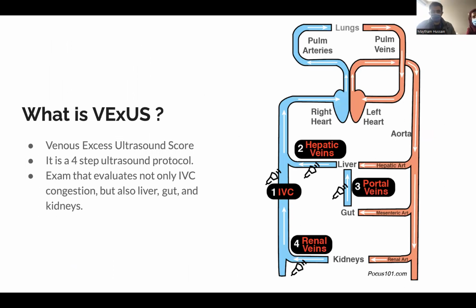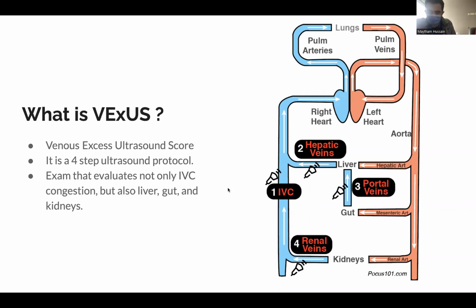So we'll move on to the next part of this slideshow, which talks about VExUS and the general principles of VExUS. So what is VExUS? It's short for VExUS ultrasound score. It's a 4-step ultrasound protocol, and from the diagram here on the right, you can see you image the venous system at 4 distinct points, the initial point being the IVC, and then depending on that, you continue your exam onto the hepatic vein, portal vein, and renal veins.